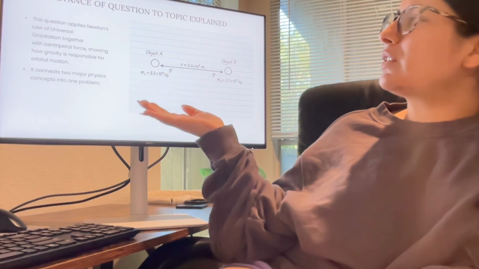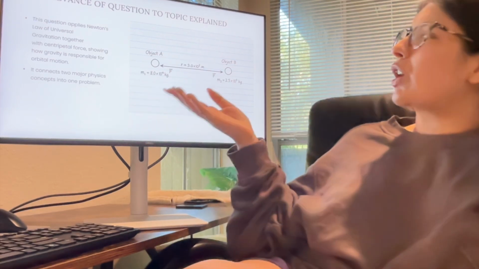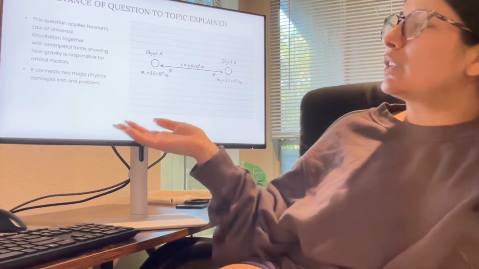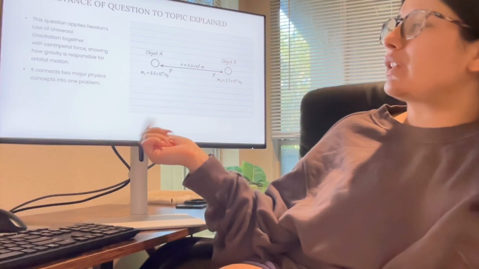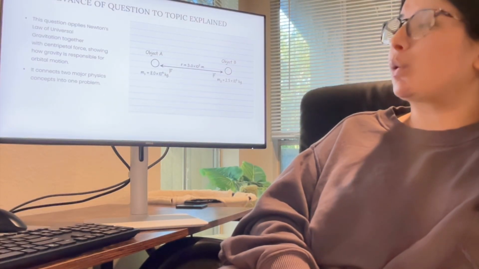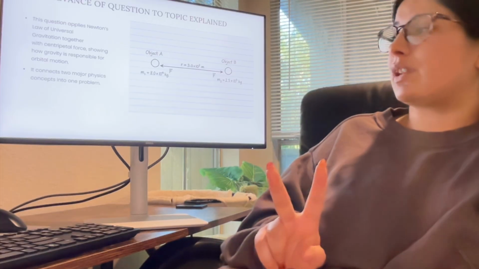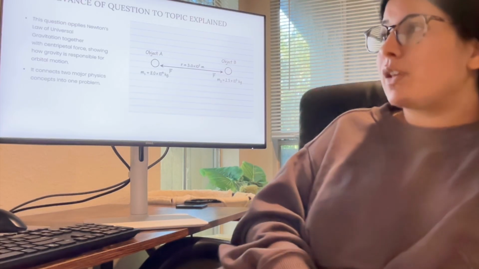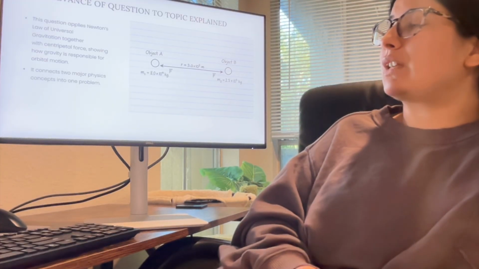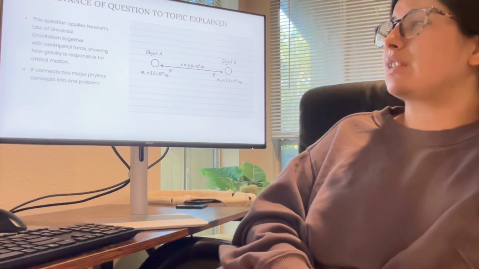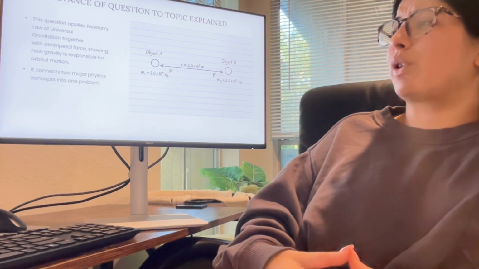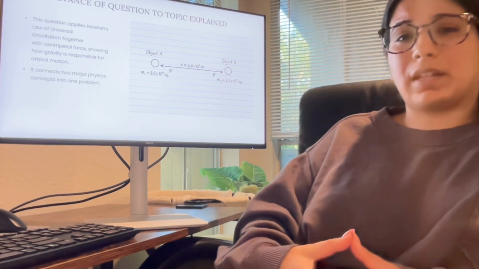So the relevance of the question to this topic: this question applies Newton's law of universal gravitation together with centripetal force, showing how gravity is responsible for orbital motion. It connects two major physics concepts into one problem. This question is important because it shows how gravity isn't just a theory, it actually explains motion. Even though the problem looks simple, it represents how real objects in space interact.